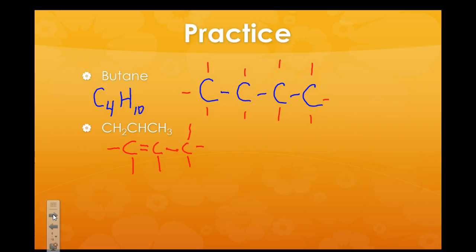The challenge with structural formulas is you will not be able to see from CH3, CH, CH3 if there's a double bond or not. You have to count in order to figure out if you need to add a double bond or not. Questions, concerns at this point?